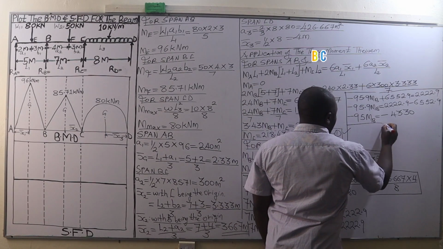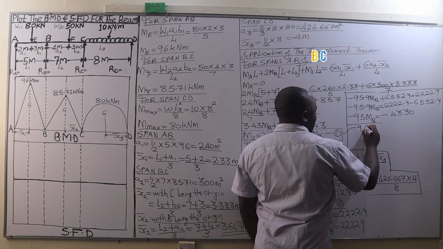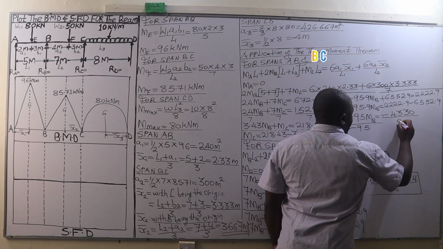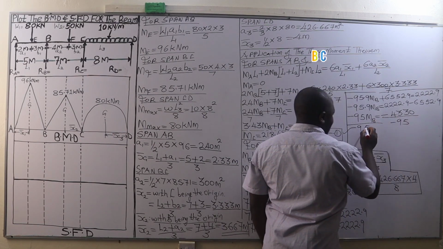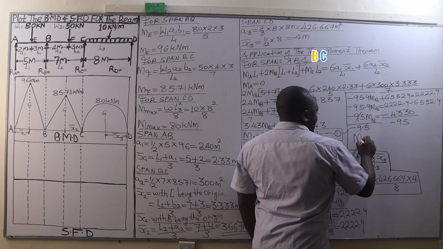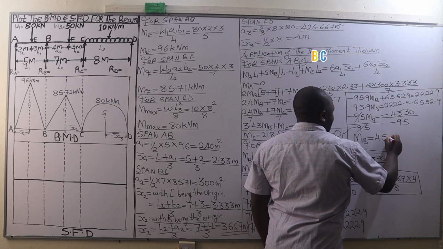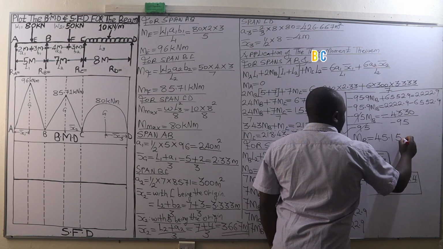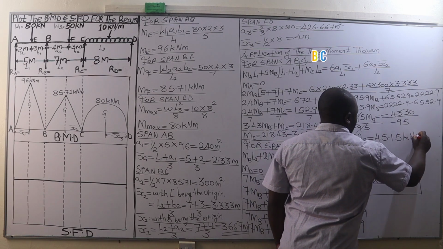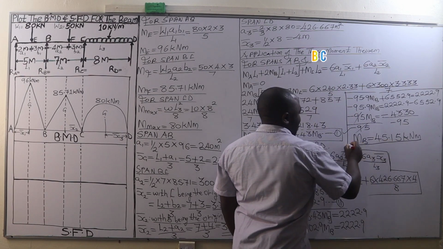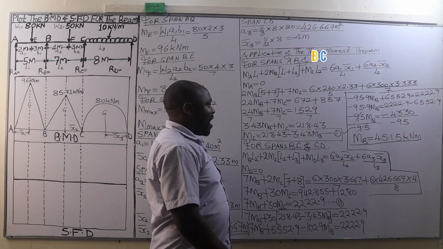So to get the value of MB, we are going to divide both sides by negative 95. And the value of MB will be equal to 45.15 kilonewton meter. Very good. So that is the value of MB.